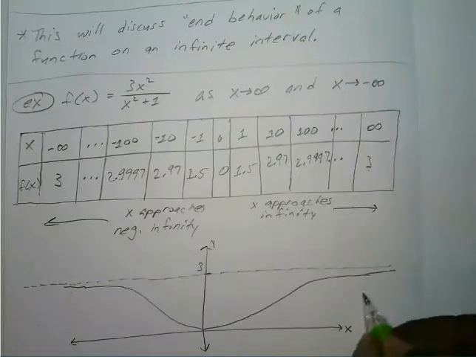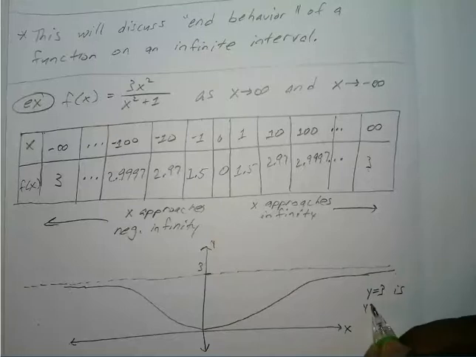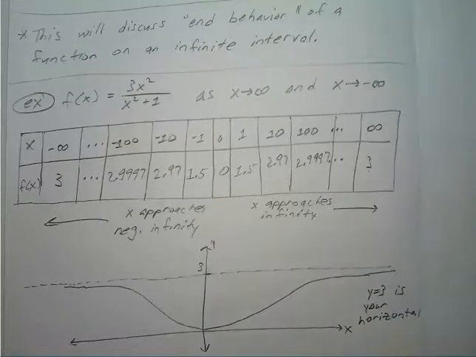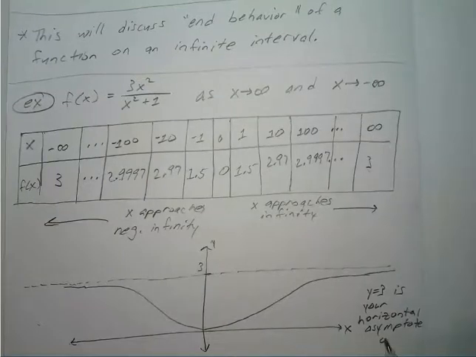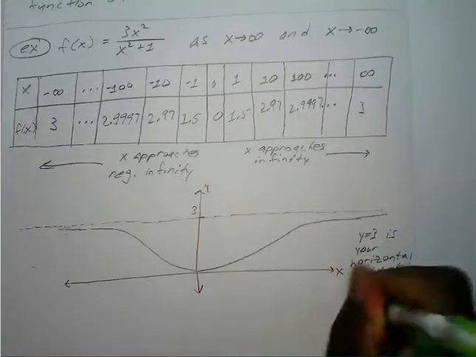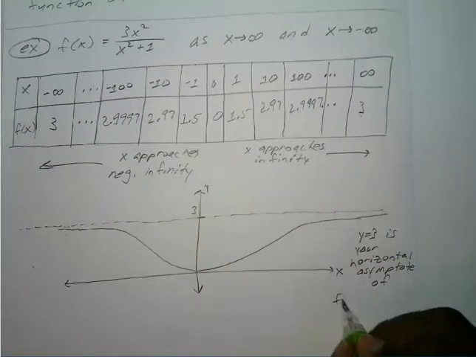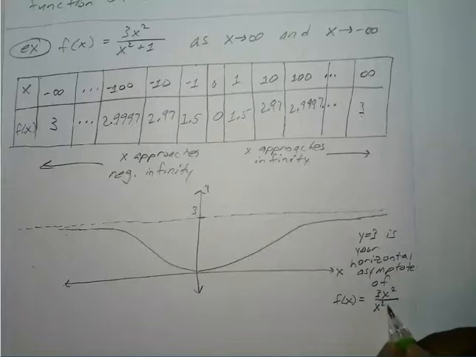So in this case, y equals 3 is your horizontal asymptote of f of x equals 3x squared over x squared plus 1.